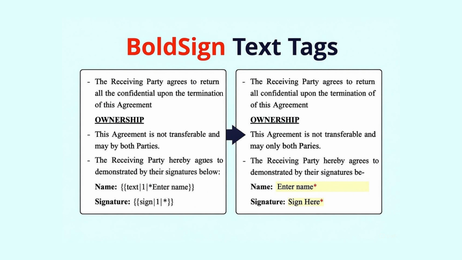Imagine you're an HR manager preparing an employee onboarding envelope that includes an NDA and a policy acknowledgement form. Instead of manually adding form fields through the API, you can embed BoldSign text tags directly into the document before uploading it. When you send the document with the text tags property set to true, these text tags automatically convert into interactive fields for the signer, eliminating manual setup, reducing errors, and streamlining the entire onboarding process. Text tags give you flexibility for dynamic documents.